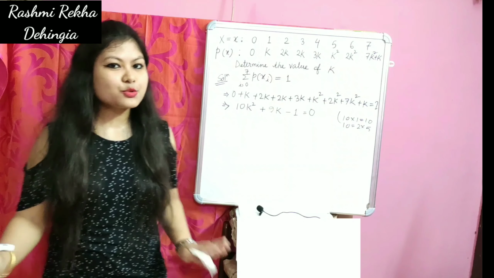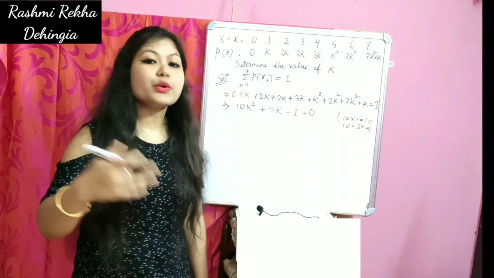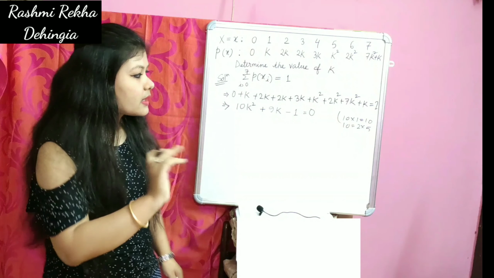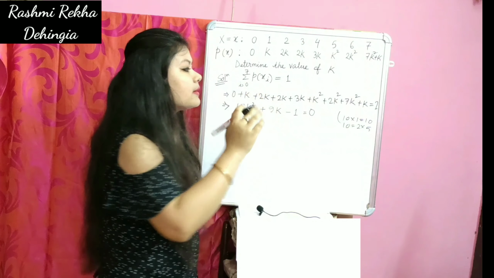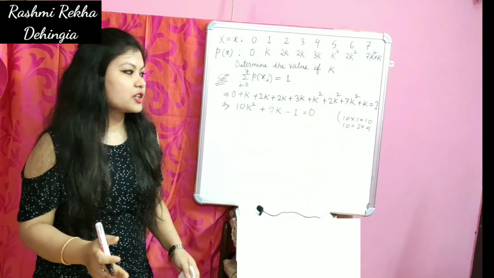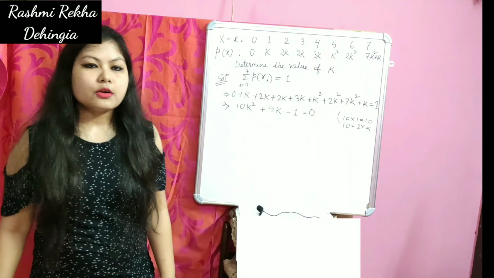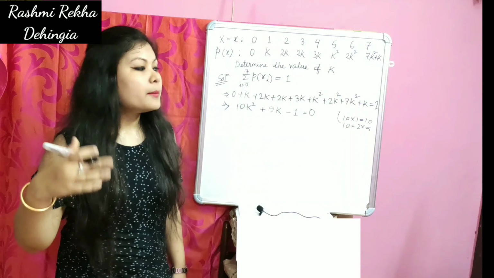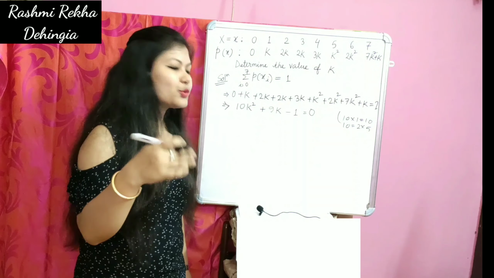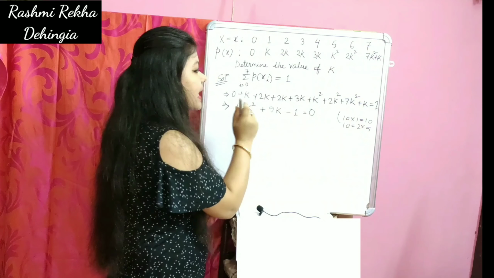10 can be expressed as 1 into 10. This is one expression. Another expression is 2 into 5. Now here we have to find out either addition or subtraction of the factors such that it will give you 9. Now 2 plus 5 equal to 7, 5 minus 2 equal to 3, or 2 minus 5 equal to minus 3.